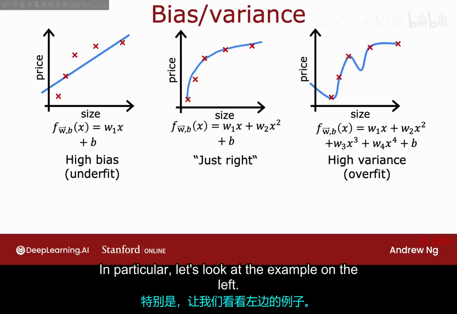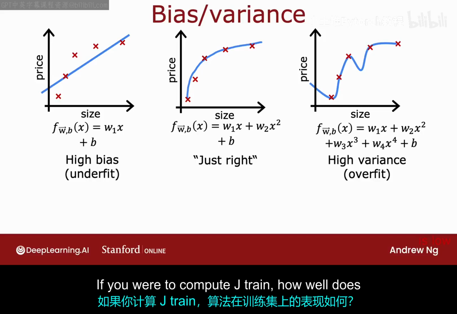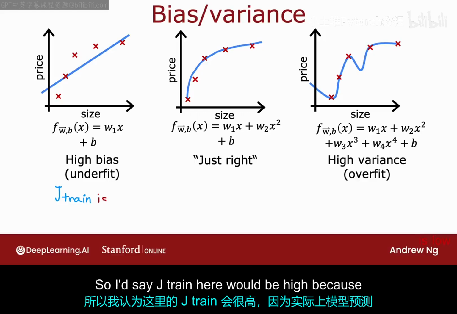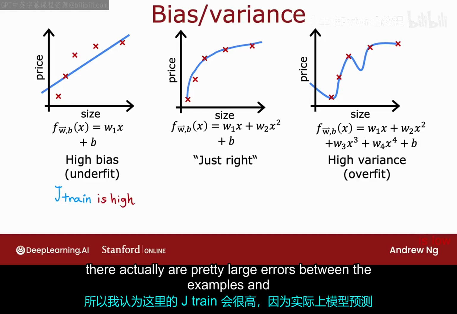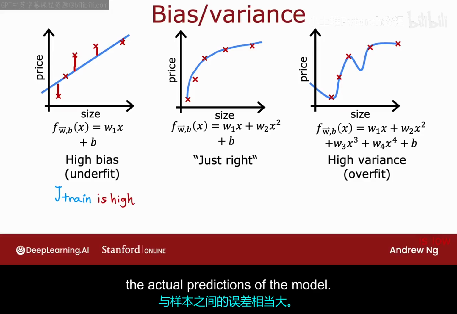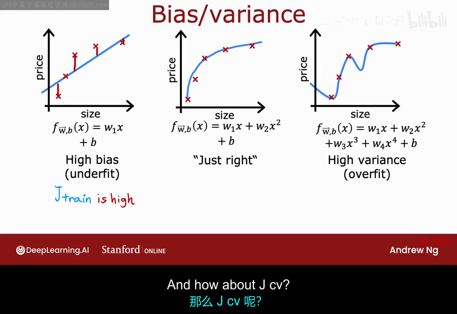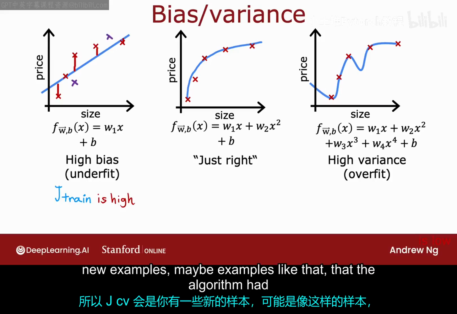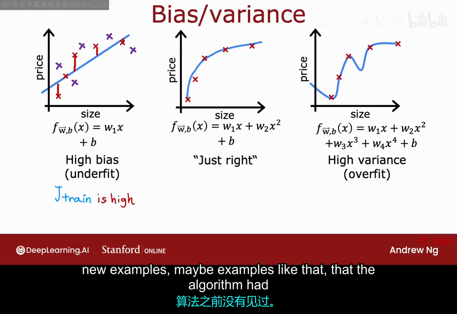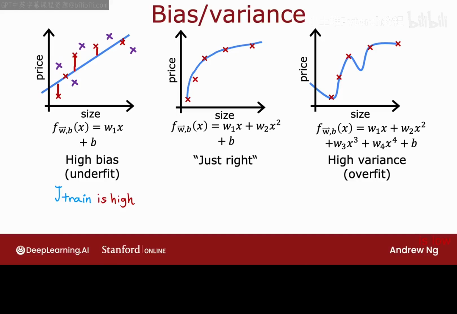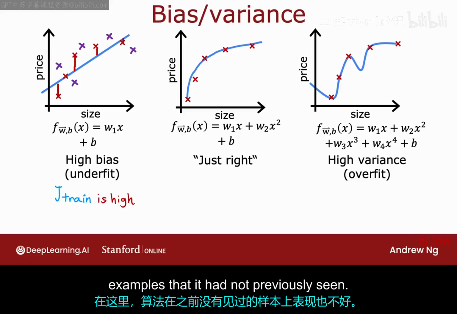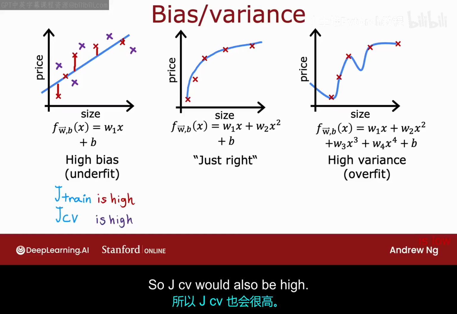In particular, let's look at the example on the left. If you were to compute JTrain, how well does the algorithm do on the training set? Not that well. So I'd say JTrain here would be high because there are actually pretty large errors between the examples and the actual predictions of the model. And how about JCV? So JCV would be if you had a few new examples, maybe examples like that the algorithm had not previously seen. And here, the algorithm also doesn't do that well on examples that it had not previously seen. So JCV would also be high.